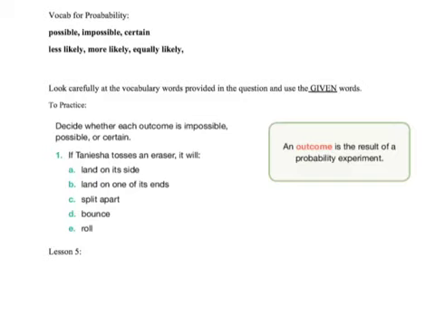Alright, well, let's take a look. She's tossing an eraser. So first of all, we need to consider what are the possible outcomes of this experiment. Well, it could land on its side, it could land on one of its ends, it could land on a flat side. We've got a couple other options here. Okay, so let's take a quick peek.